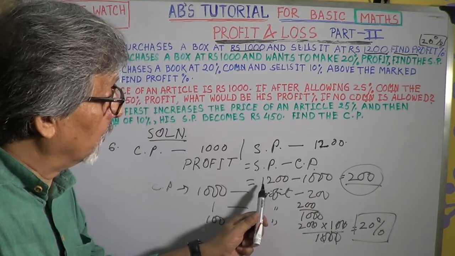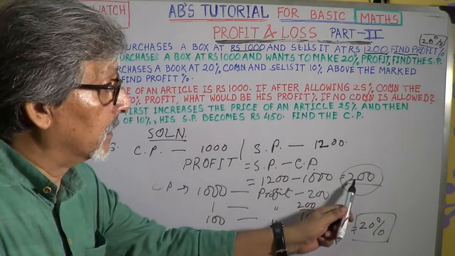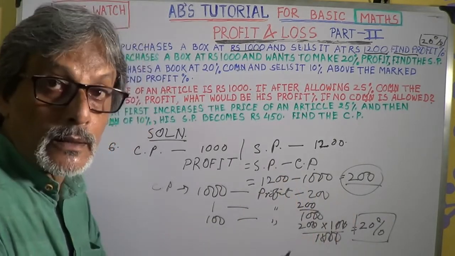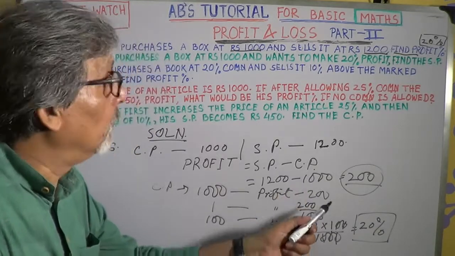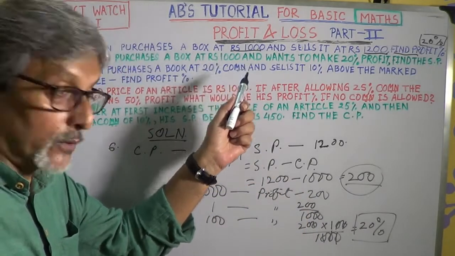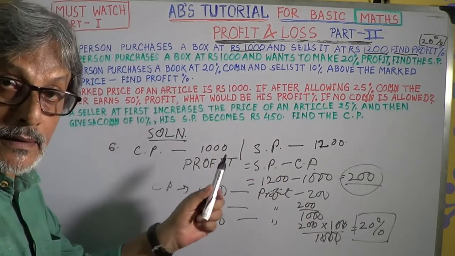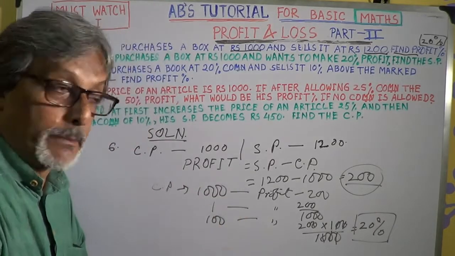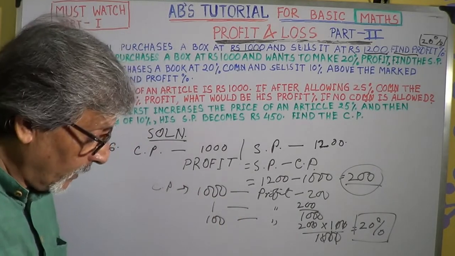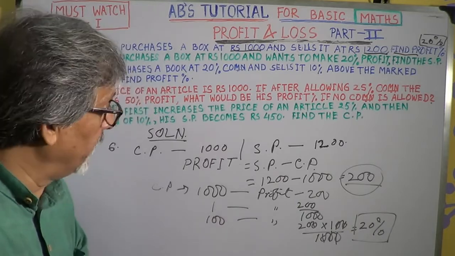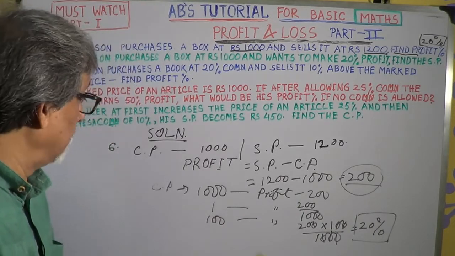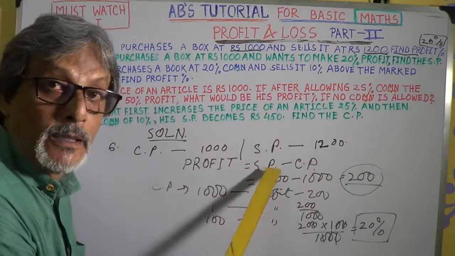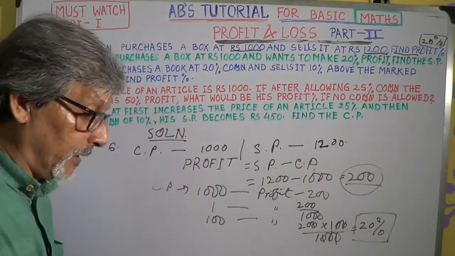So 1200 minus 1000 amounts to rupees 200, and we have to find out what is the percentage of 200 with respect to rupees 1000, and we have discussed all these things. As I have already said in the previous episode, part 1, we need not do all these things. CP 1000, SP 1200, profit, SP minus CP. We need not write all these things.